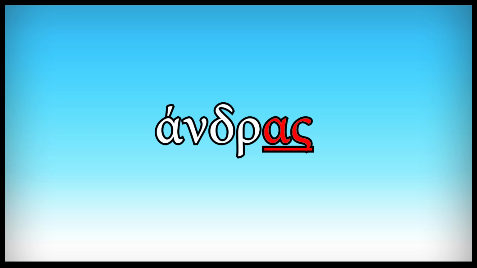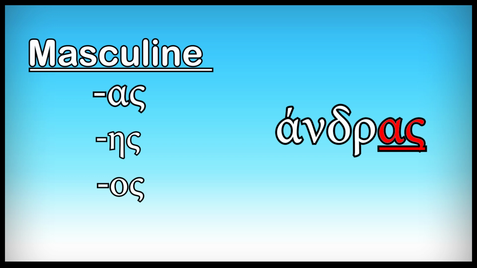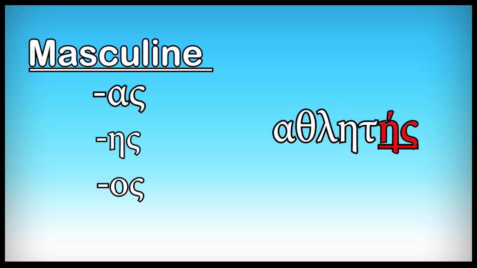For masculine, we have a specific set of endings: as, is, and os. If a word ends with one of these, then that means it is masculine. Or if I should say more specifically, an adjective or a noun. Let's see an example. Andras, meaning man, ends in as. And as we saw before, as ending is masculine, so Andras is a masculine word. Same thing with the word athletes. This also ends in is, which is a masculine ending as we saw before. So clearly now we know athletes is masculine.